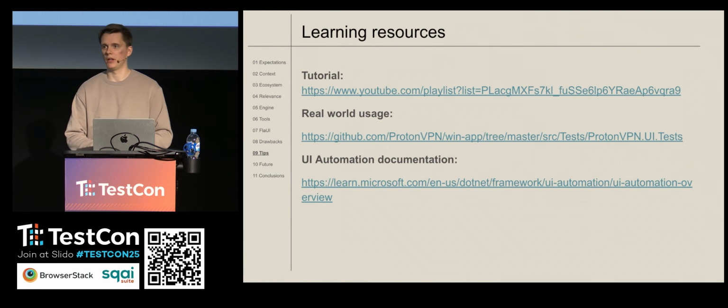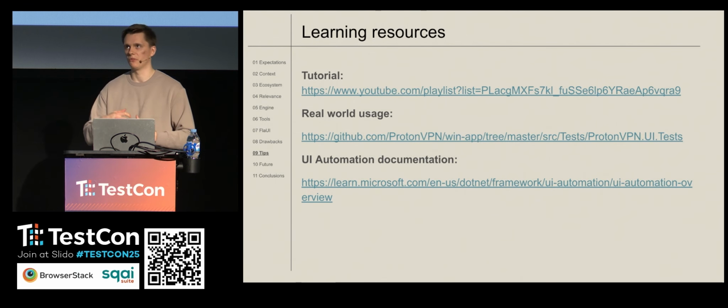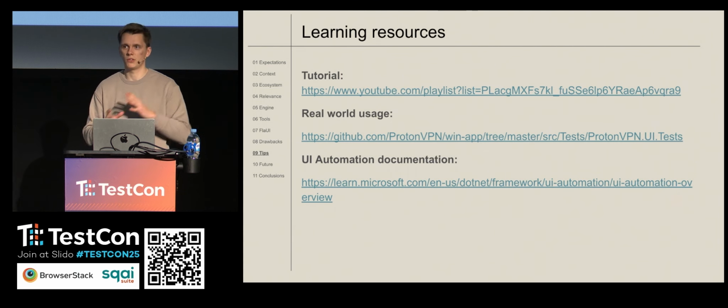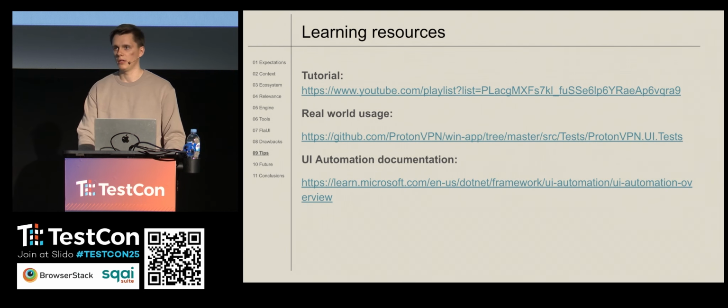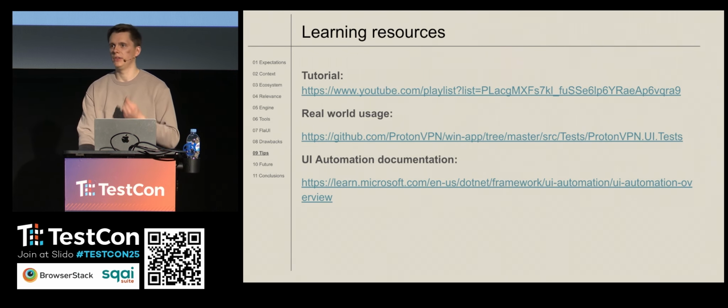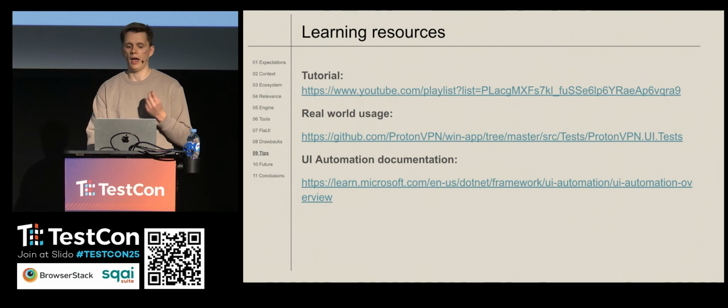I also prepared some learning resources if you want to understand how to write those tests. I have the tutorial that I used when writing my first tests. There is also a real-world usage repository. Proton is an open source product, so you can open this solution, the link that I shared, see everything that I implemented, and take inspiration. Also, there is the UI automation documentation, the engine that Microsoft implemented. This helps to understand in depth what capabilities Windows automation has.